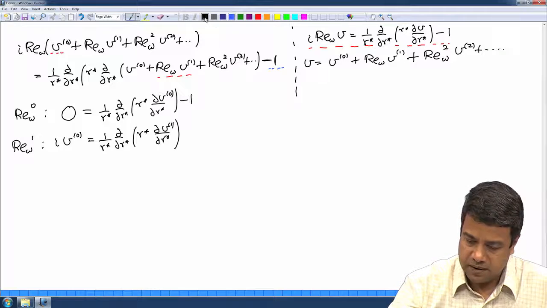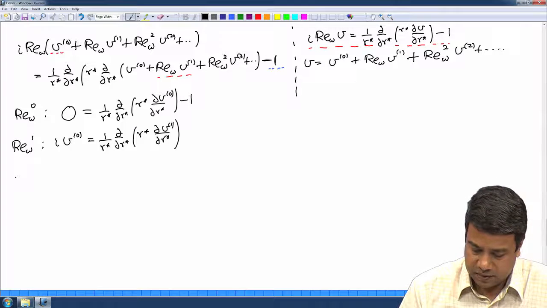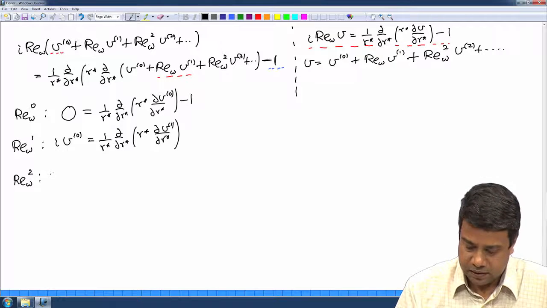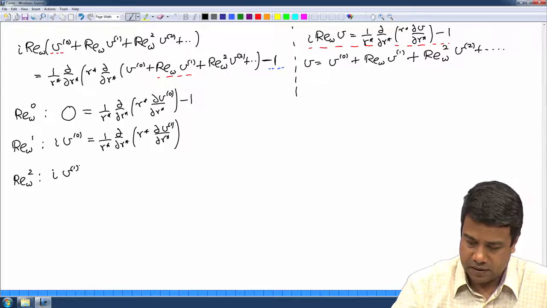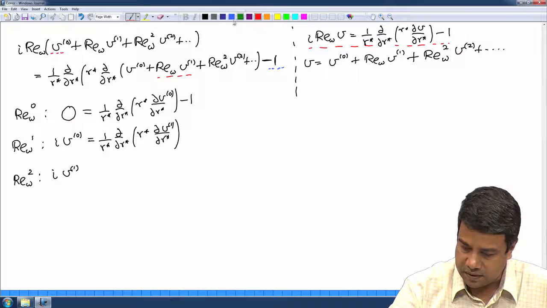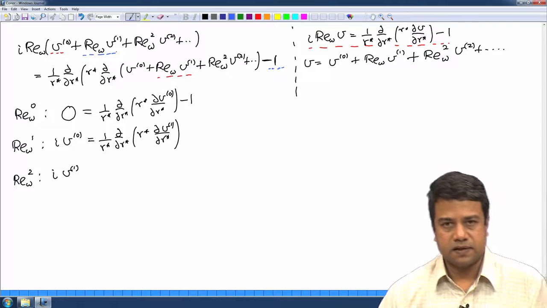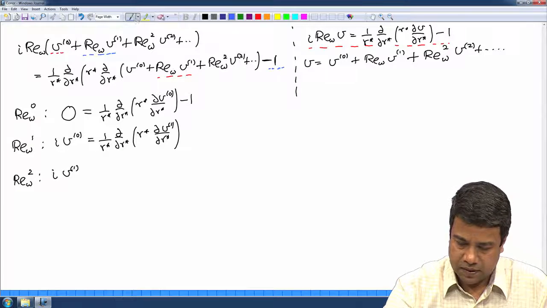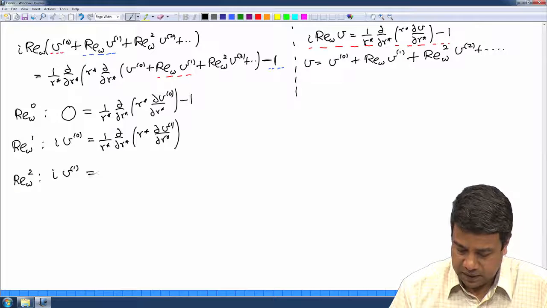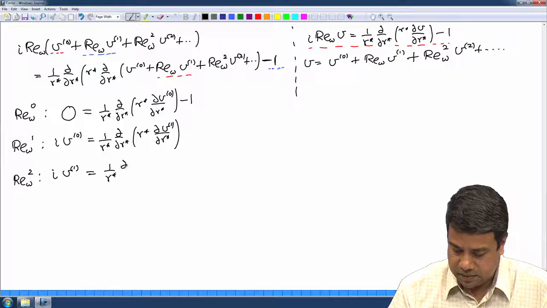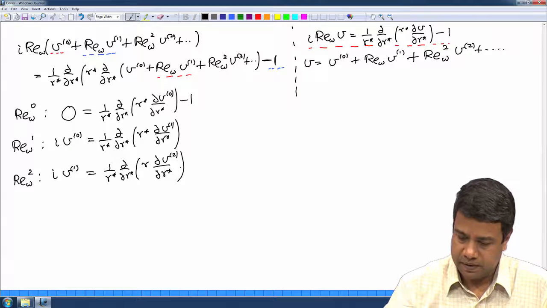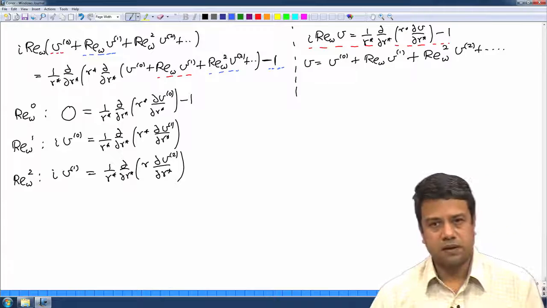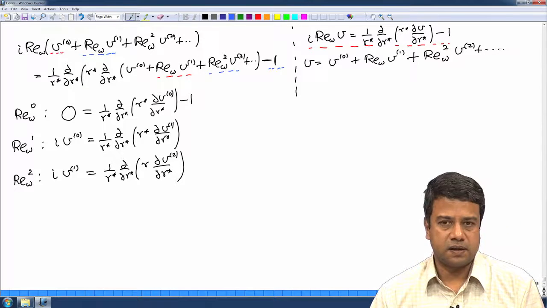Then if I take terms that are multiplied by Re omega power 2, I will get I V1. This one is multiplied by the square of Re omega on the left side. And on the right side I will get 1 by r d by dr of r dV2. That is this one, and so on. You can get higher and higher terms.